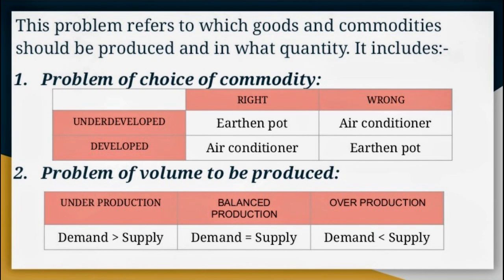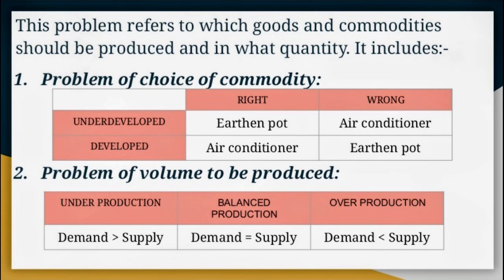Next is problem of volume to be produced. Means as soon as a producer decides upon the commodity, the next question that comes in his mind is in what quantity that particular commodity should be produced. So that basically depends upon the demand of that commodity in the area. So there can be three situations: underproduction, in which demand of the commodity exceeds its supply; balanced production, in which demand equals supply of that particular commodity.